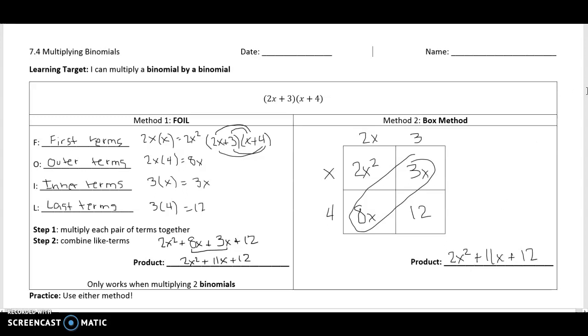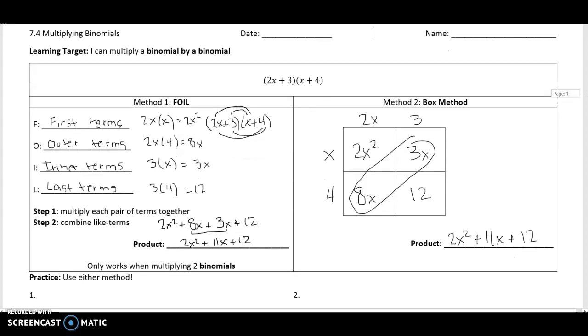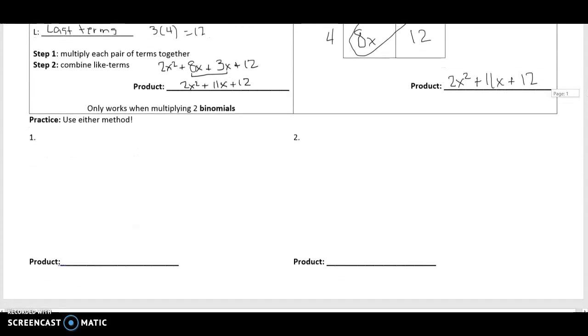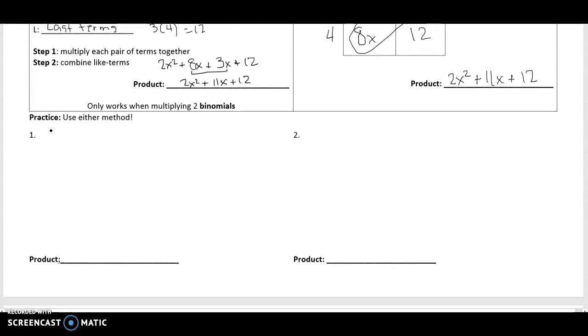Alright, so moving down, if you want extra practice, I'll write one right here really quick. Just pause the video and try it. x plus 5 times x minus 2. So give that one a try. Pause, try it out, and you should get x squared plus 3x minus 10.